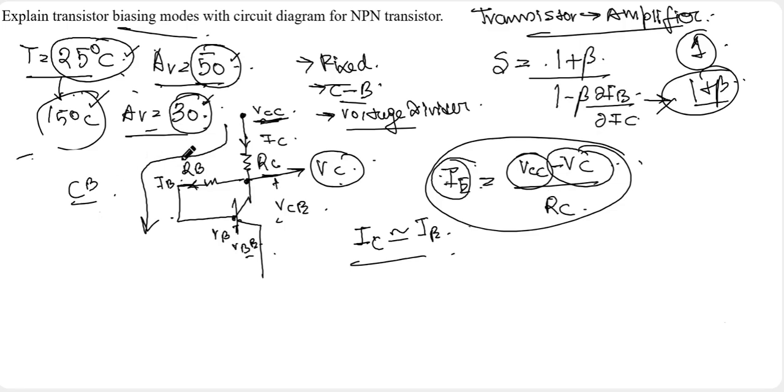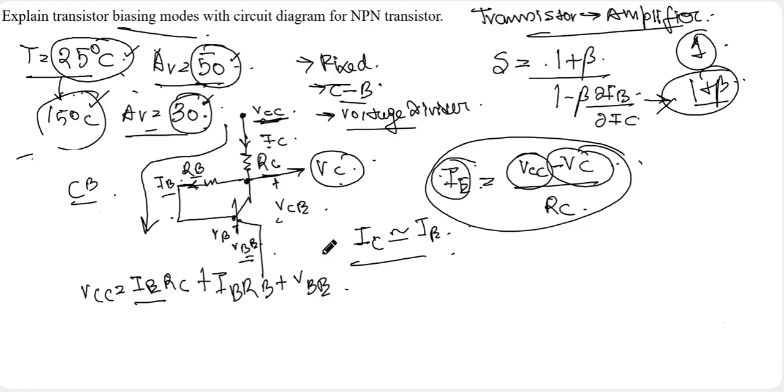And previously I said we will apply the KVL in this direction. So if we apply the KVL in this particular direction, then VCC is equal to I into RC plus IB into RB plus VBE. Here we have taken IE instead of IC because they are almost equal. So VCC is equal to IE into RC plus IB into RB plus VBE, or we can also say just VB.